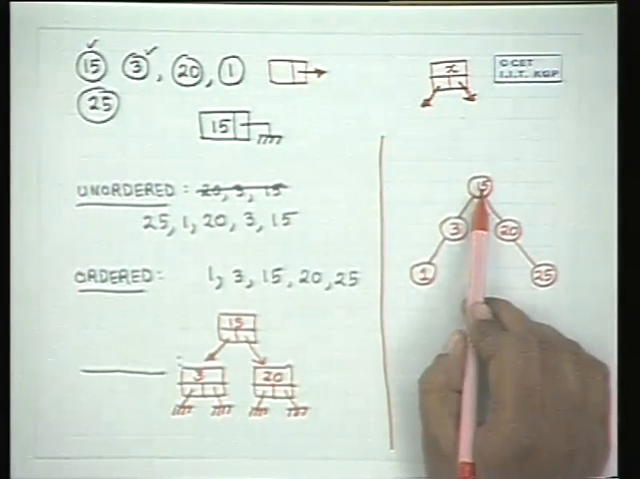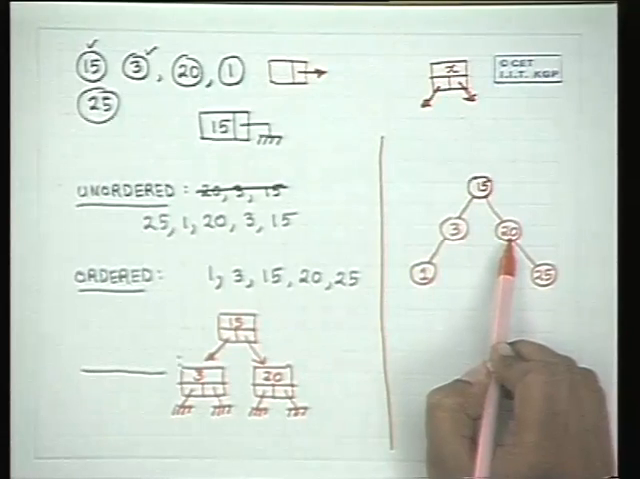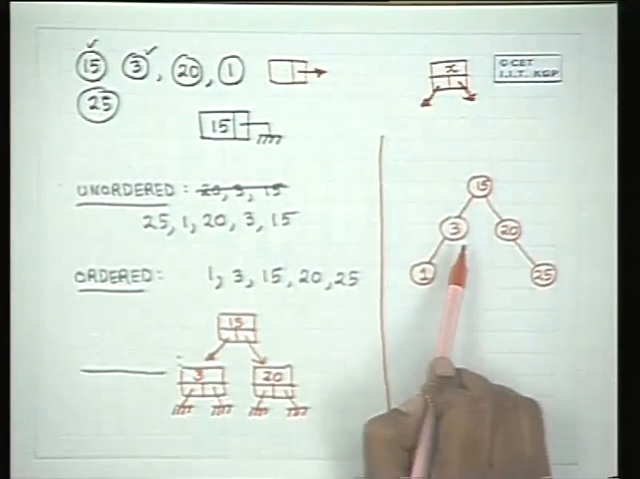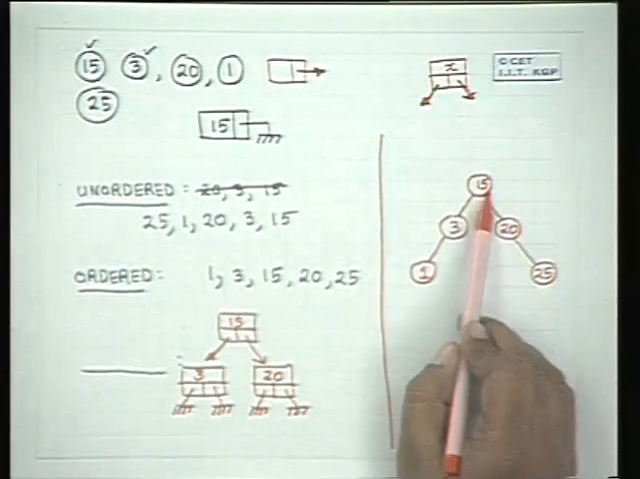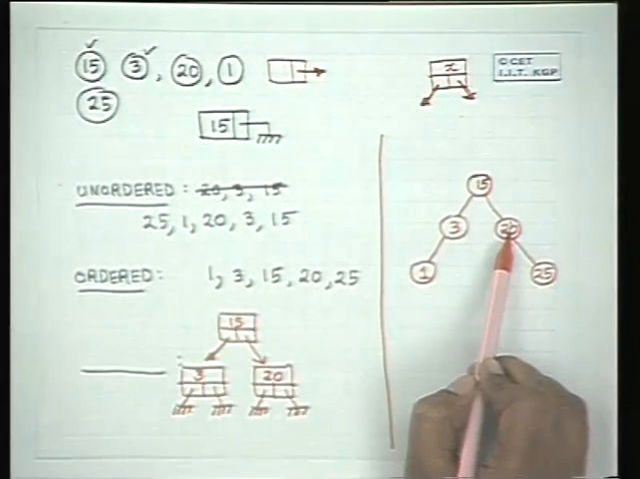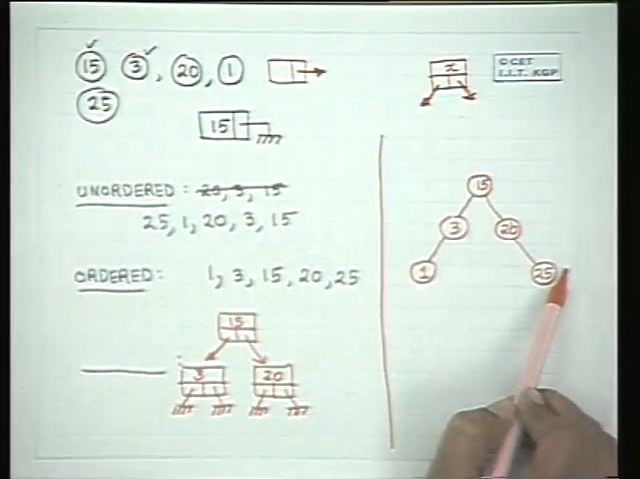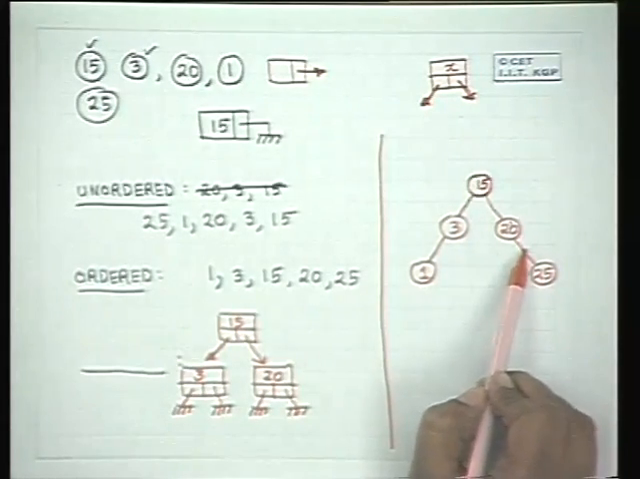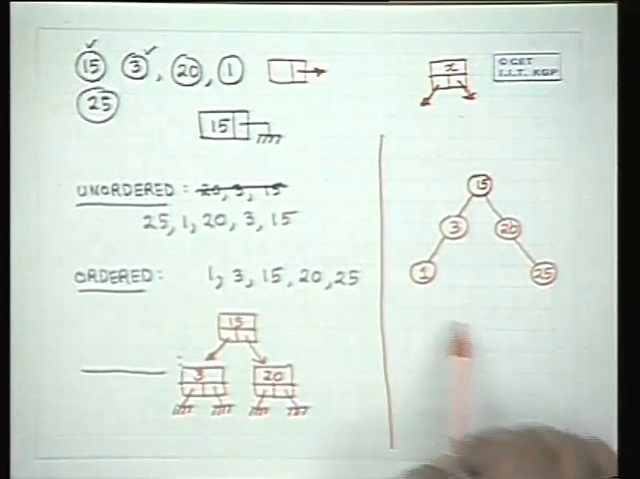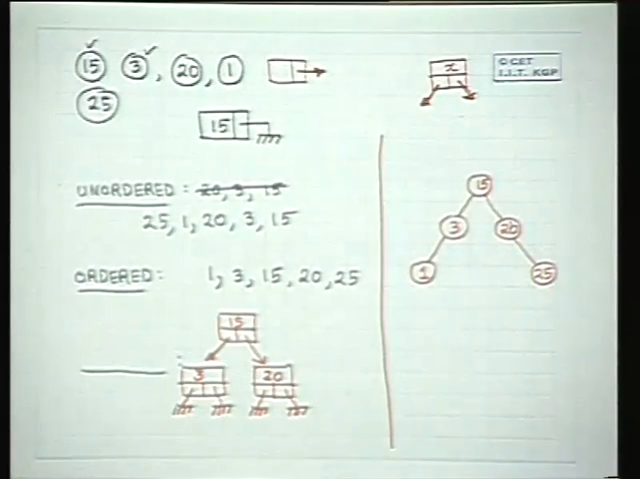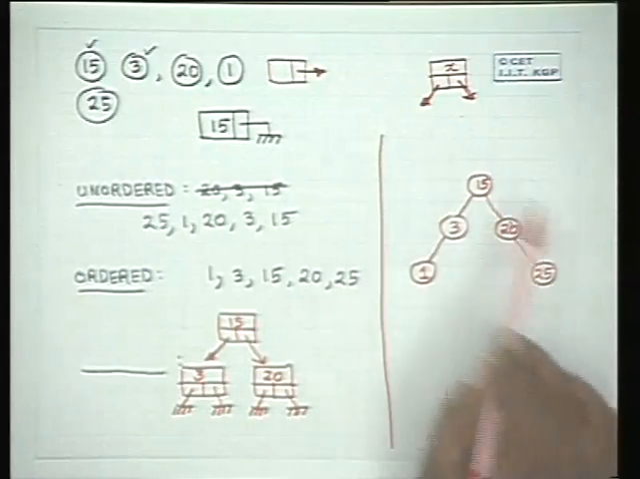How would you insert? You would first find where to insert. If you have to insert 25 in this, see 15, 25 is greater than 15, so you have to insert here. You come to 20, 25 is greater than 20, you have to insert here. Now there is no element here, this pointer is null, so you insert here. We will come to details of this, but I am trying to just give you a conceptual structure.